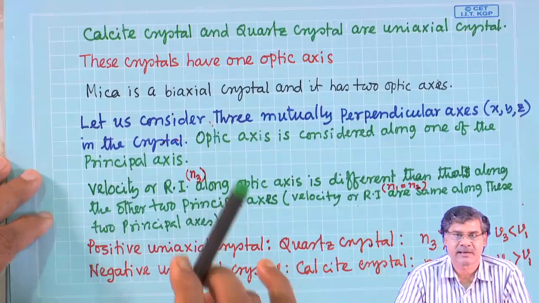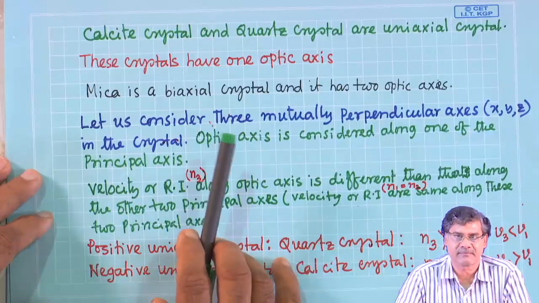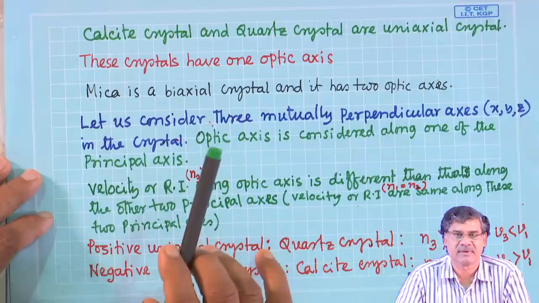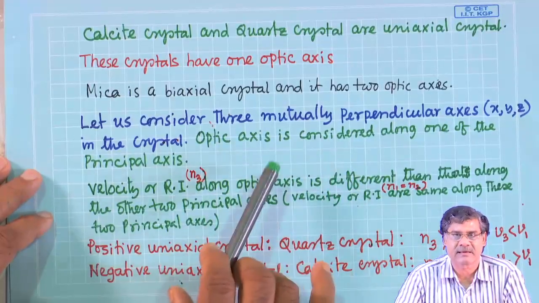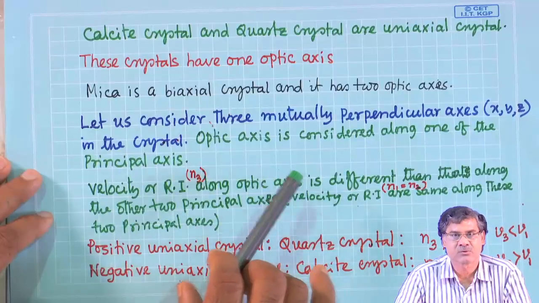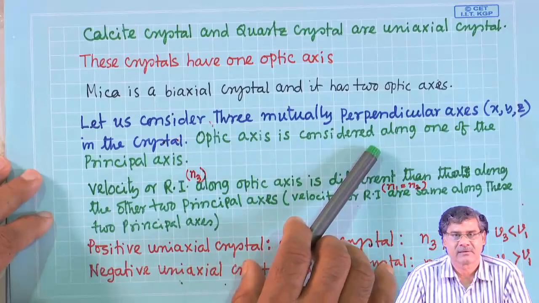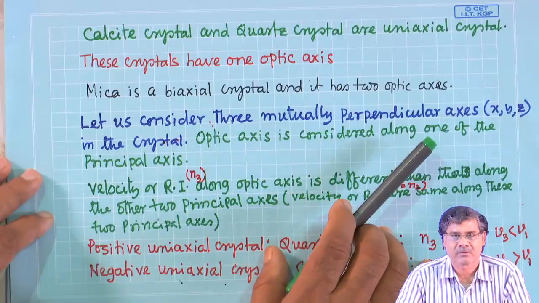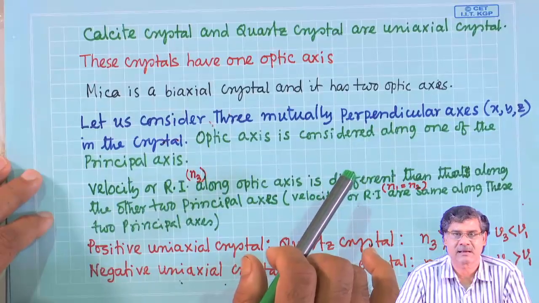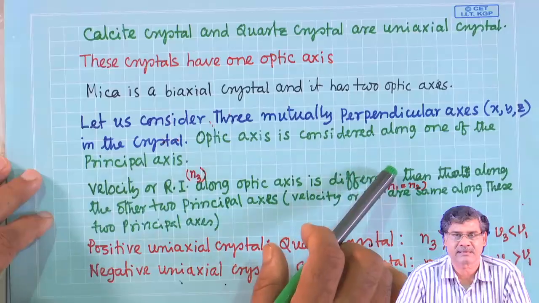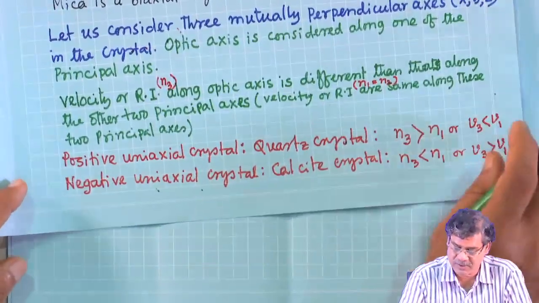So, the z axis is the optic axis. Its refractive index is n3 and velocity v3. For the other two axes, x and y, the velocity and refractive index are the same. That means the refractive index n1 along the x axis and n2 along the y axis are equal, or velocity v1 equals v2.